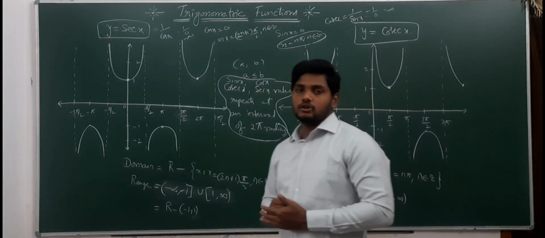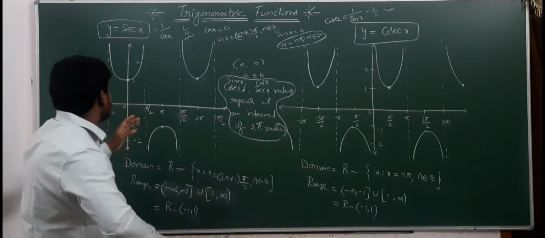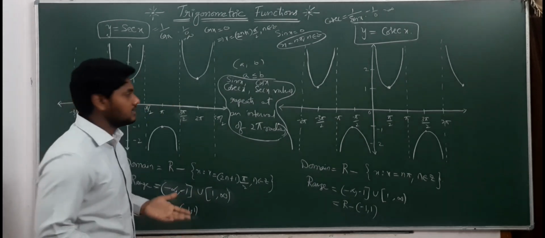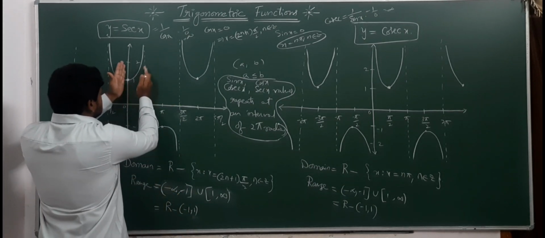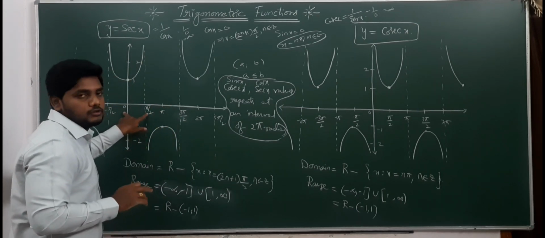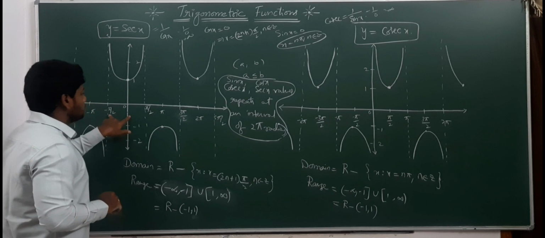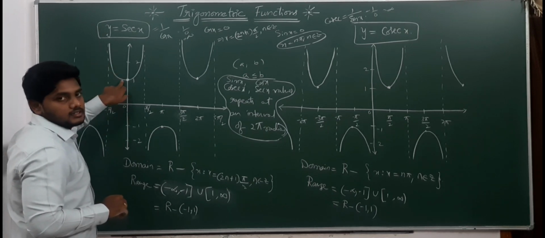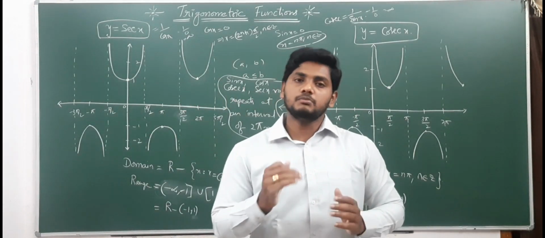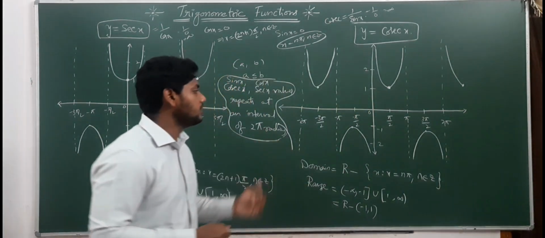This is about graphs of trigonometric functions and domain and ranges of trigonometric functions. Here you also need to observe, they may ask whether from 0 to pi by 2 secant is increasing or decreasing. From 0 to pi by 2 it is an increasing function. But from minus pi by 2 to 0, the secant function is decreasing. At some intervals it may be increasing, at some intervals it may be decreasing, so they may ask questions like that also. So pause the video and note it down.